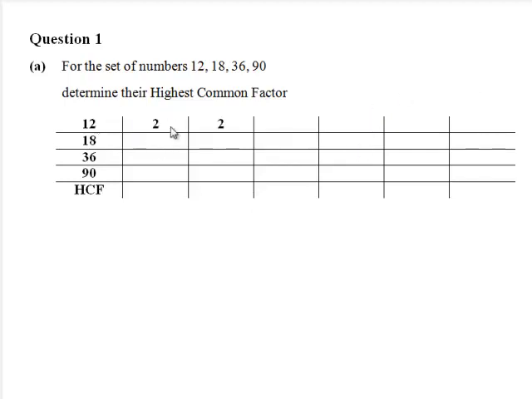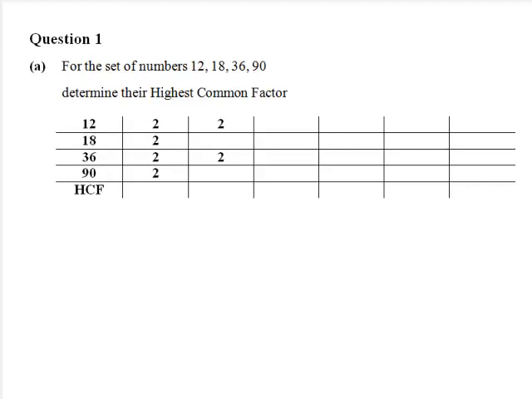12 divided by 2 gives us 6. 6 divided by 2 gives us 3, so there are two 2's in 12, but I'll leave the 3 for the moment because I want to see how many 2's there are in the other numbers. 18 divided by 2 gives us 9, so there's only one 2 in 18. 36 divided by 2 gives us 18, so there are clearly two 2's in 36. And 90 divided by 2 gives us 45, so there's only one 2 there. So that's all the 2's in this set of numbers.